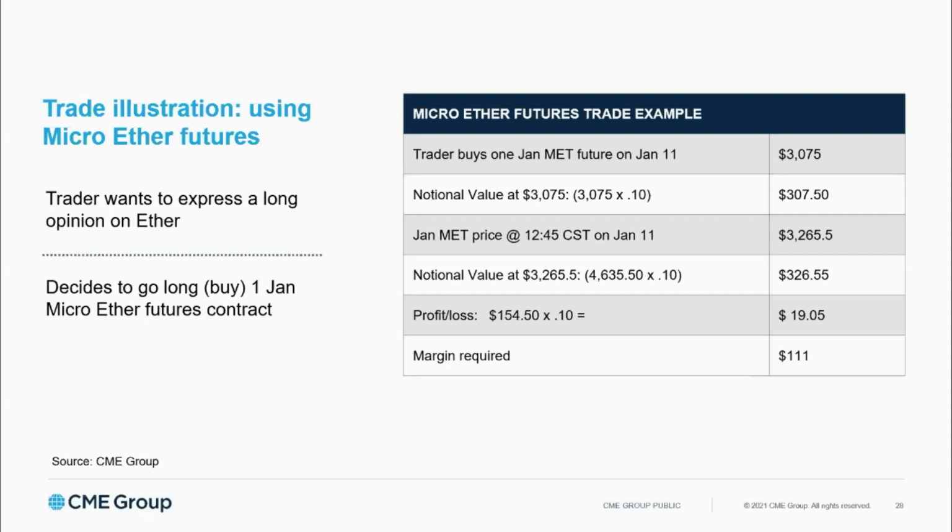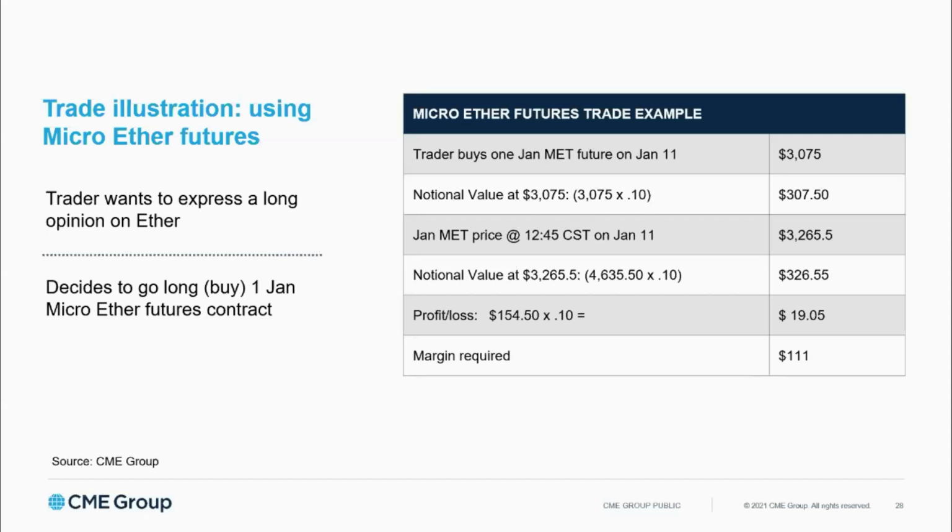So here's a really simple example of a trader wanting to express a long opinion on Ether. And so this person decided to go long just one Jan contract in micro Ether. I took this pricing from earlier today. Trader buys one Jan contract. The Ether is trading at 3,075. The notional exposure of a micro Ether contract when it's trading at 3,075 is $307.50. So they bought it around 8:30 this morning. Their position is on. They're long one contract.